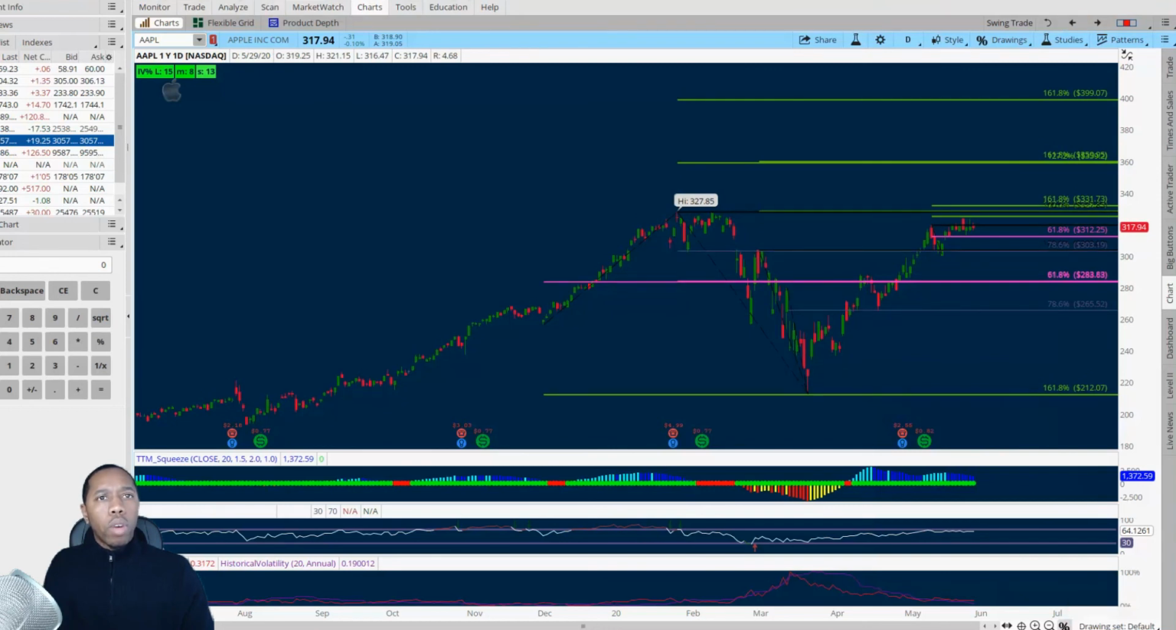But the next level, what I want to show you is the extension here. And the extension is this tool here.